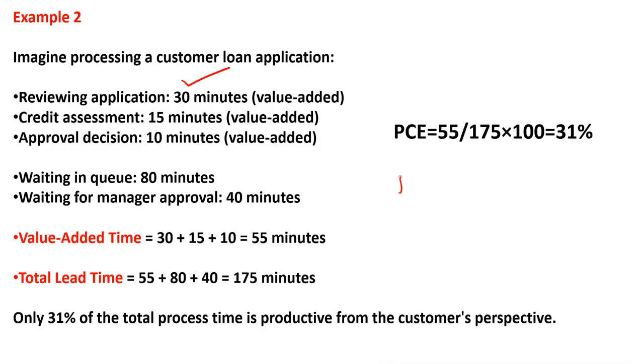Waiting in a queue 80 minutes, waiting for manager approval 40 minutes. These 120 is the non value added, but you do not have to write down 120 in the denominator. You have to add the value added as well. So it will be 175 in the denominator, as I have written here, and the value added is 31%. It means 31% of the total process time is productive from the customer's point of view. I hope the concept of process cycle efficiency is clear.